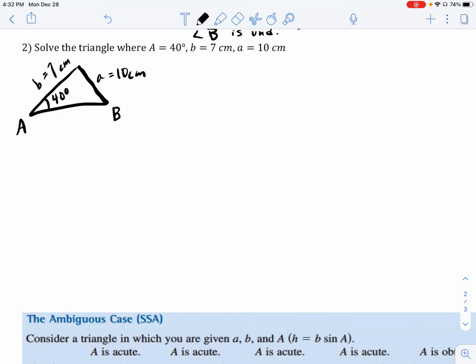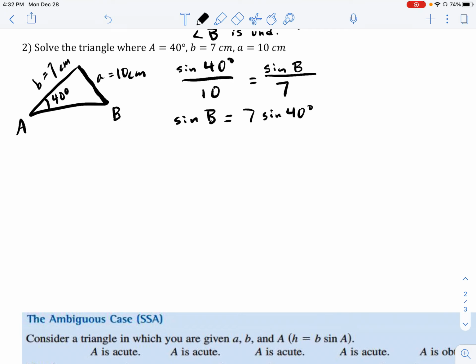All right, let's set up our ratio. So we would say the sine of angle A, in this case sine of 40 degrees, over its opposite side, 10, is equal to the sine of, and I'm going to choose angle B here because I know its opposite side, the sine of angle B over 7. So you're going to cross multiply here, and you would say sine B is equal to, and I'm going to skip one algebraic step, 7 times sine 40, all of this over 10.